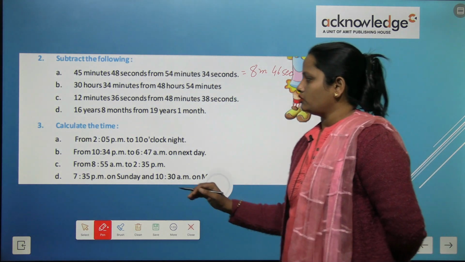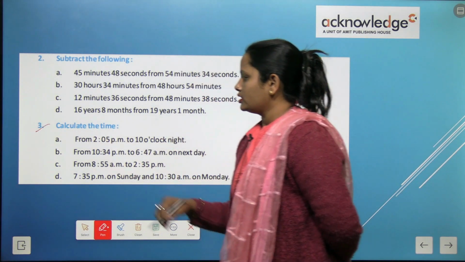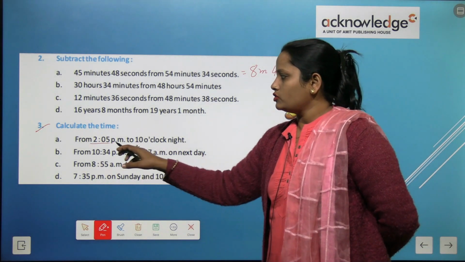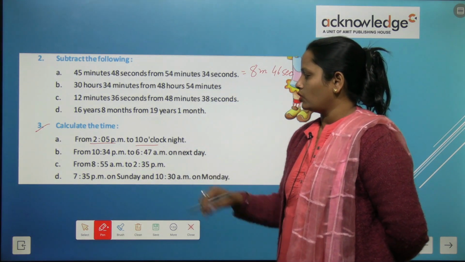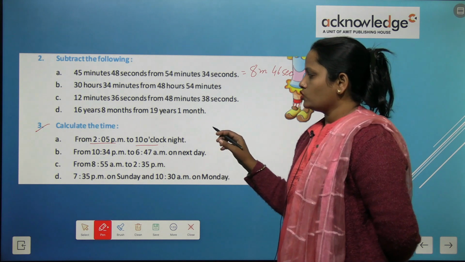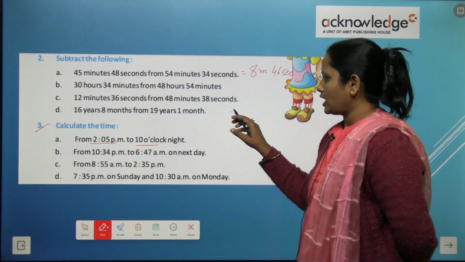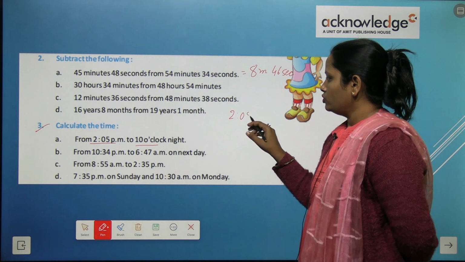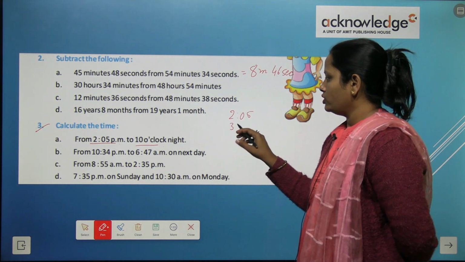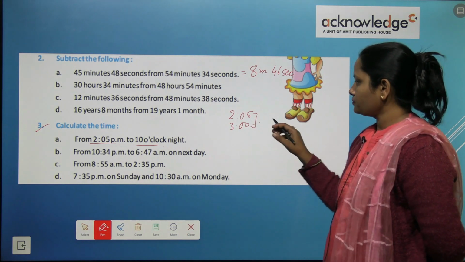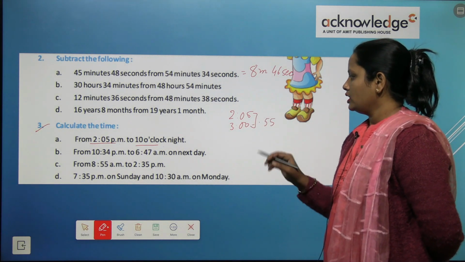Now question number 3 is to calculate the time. Here we have to calculate the time that is given here, from 2 p.m. to 10 o'clock night. So from 2 p.m., first let's calculate from 2:05 to 3 o'clock. So the total time will be 55 minutes.